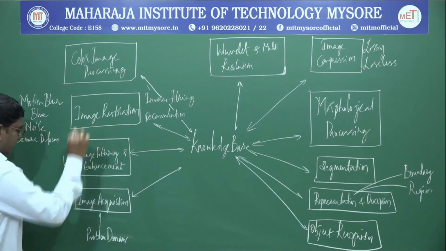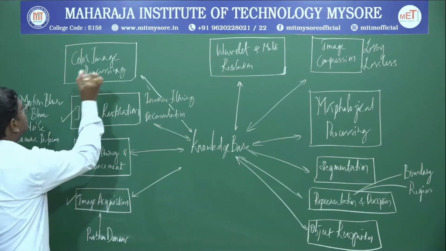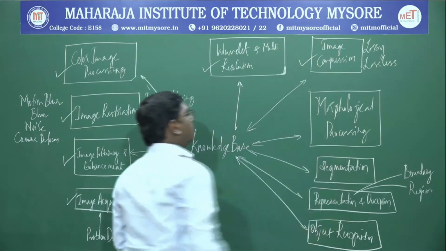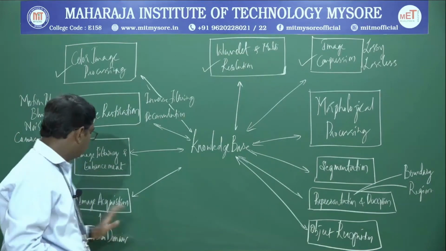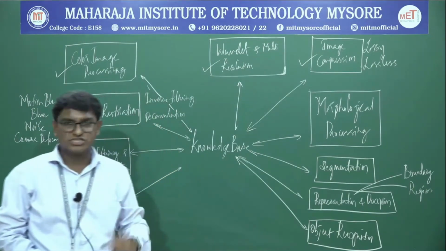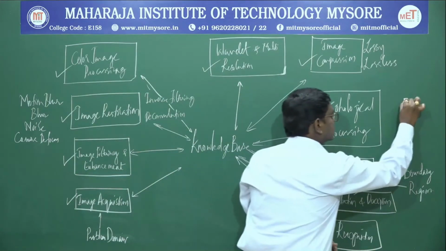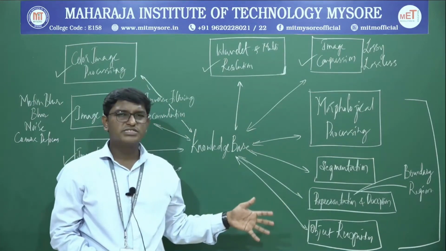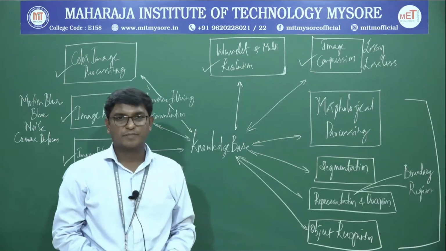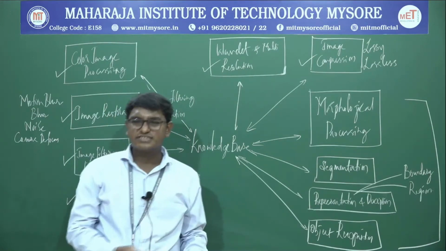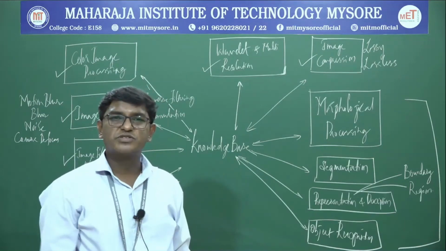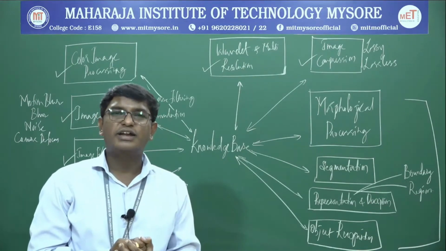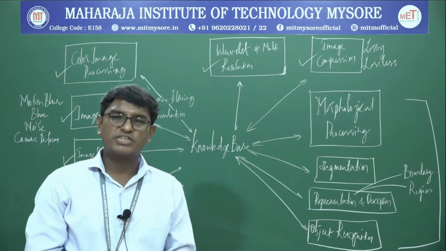Wherever I put a tick mark, like image acquisition, image filtering and enhancement, image restoration, color image processing, wavelets and resolution, image compression, the outputs of these are usually images, whereas for morphological processing, segmentation, representation and description, object recognition, the outputs of these are usually image attributes. So, with these basic steps in understanding digital image processing, we will go ahead with the components. What are the components we need for understanding digital image processing in a better way?